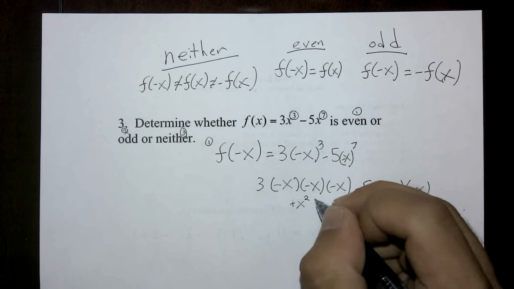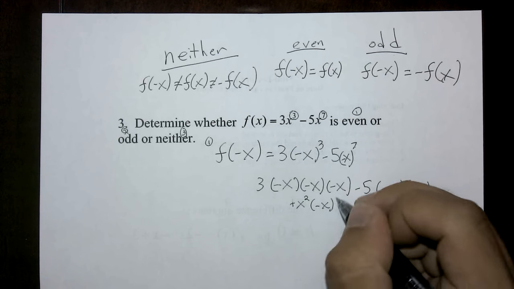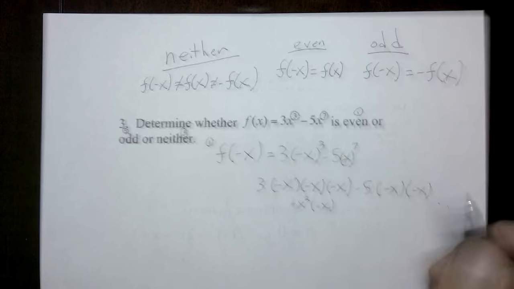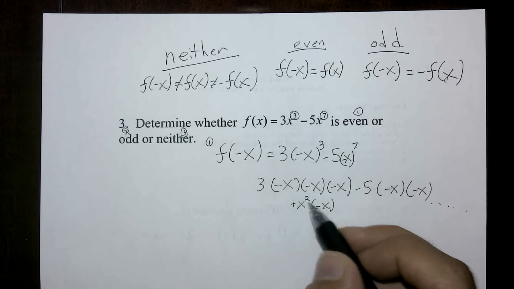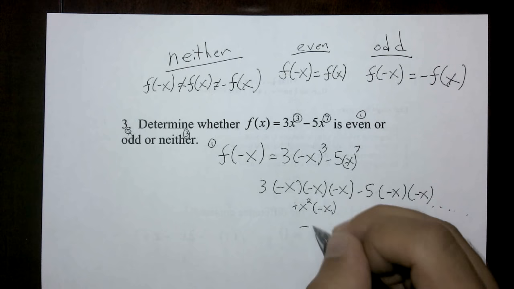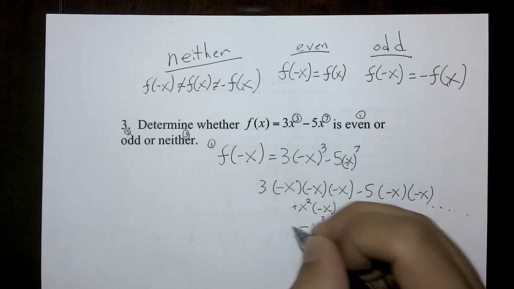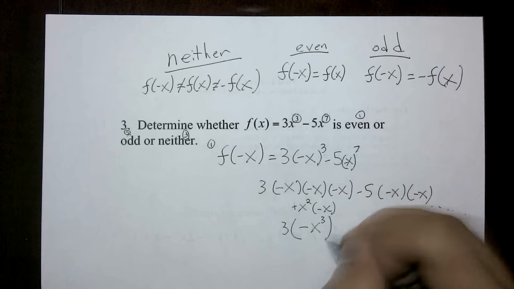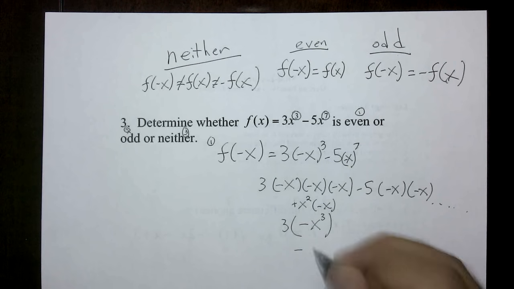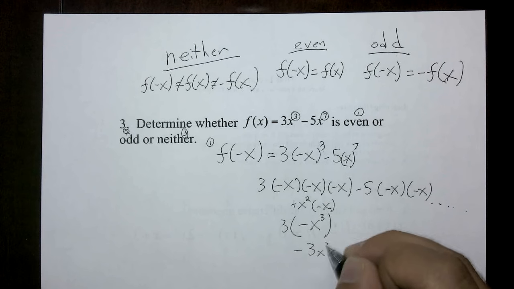But then multiplying with another negative x would change up everything, because negative x multiplying with x squared means that this would be a negative x cubed. And 3 would be multiplying with that. So that would change the first term to negative 3x cubed.